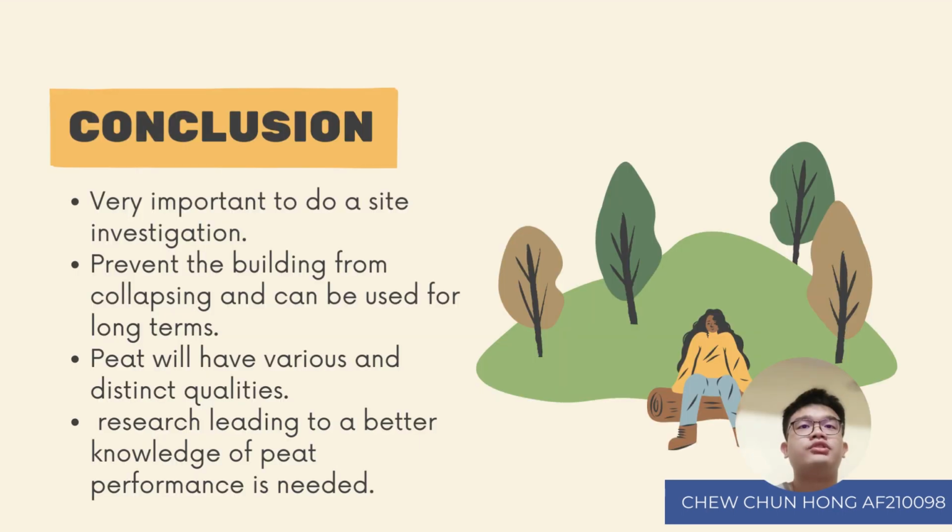In conclusion, it is very important to do a site investigation first in order to ensure the place is suitable for construction. If not, tests should be done to make sure the soil fulfills the standard made by the researchers. This is to prevent the building from collapsing and so it can be used for the long term. Peat soil has various properties depending on its geographical location, and this will result in different engineering traits and behavior. Thus, research leading to better performance is needed.